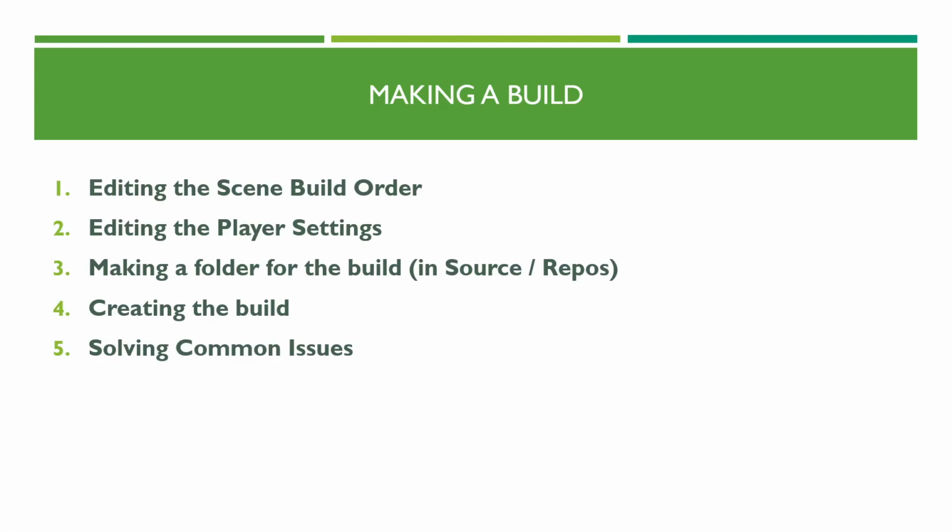Hello everybody. We have to make a build for the beta and for the expo. So let's go through how we're going to do that. We're going to look at editing the scene build order through the scene manager, editing the player settings and looking at how we can add some details to that. Making the folder for the build to live.